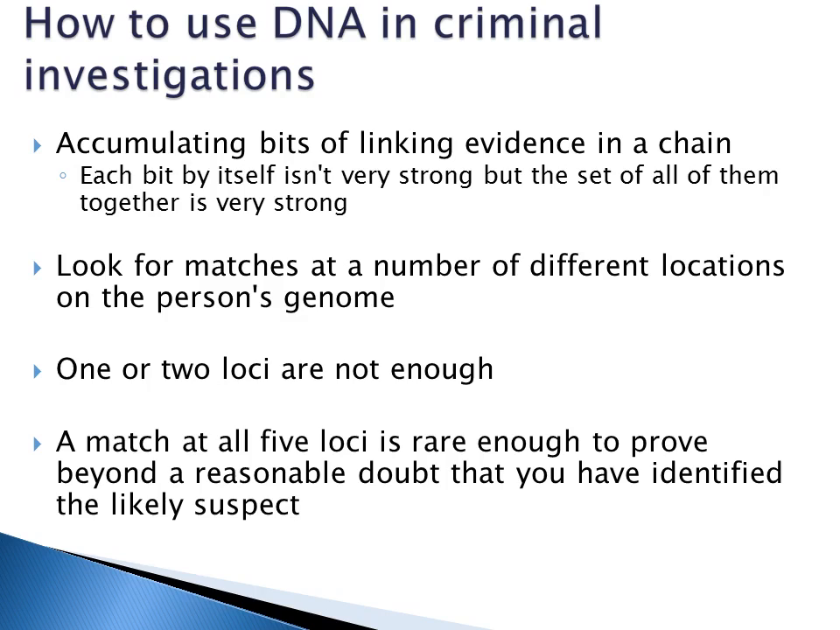You're going to look for matches based on sequence or on numbers of small repeating units of DNA sequence, your short tandem repeating DNA sequences. You're going to look for these at several different locations on the person's genome. So, one or two matches are not enough to be confident that the suspect is the right one, but anything 4 or 5 might be used. A match at all 5 is rare enough to prove beyond a reasonable doubt that the right person is accused.